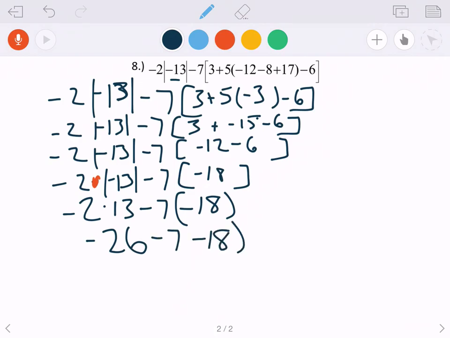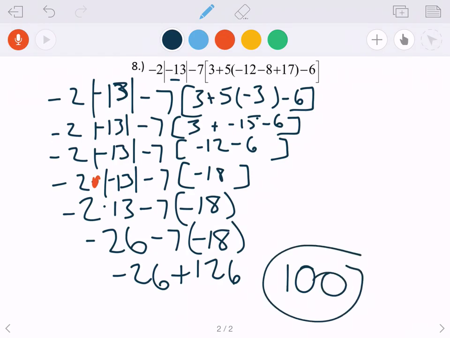I'm rewriting all my steps. So here I have negative 26. Then I have the minus 7 times negative 18. So I'm going to do negative 7 times negative 18 first. Negative 7 times negative 18 is positive 126, so your final answer should be 100.